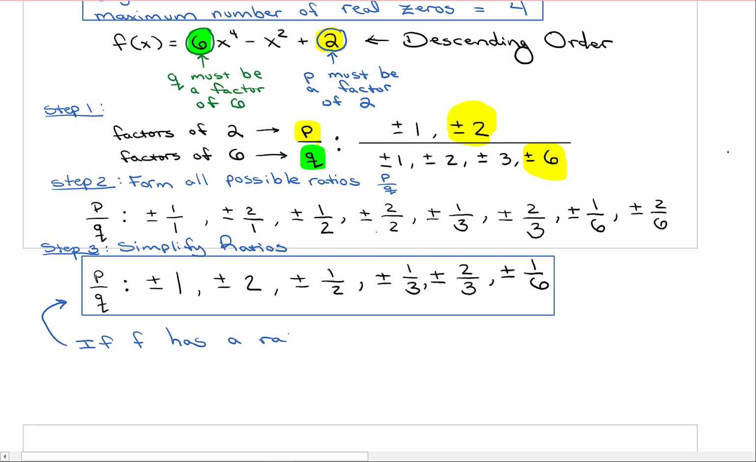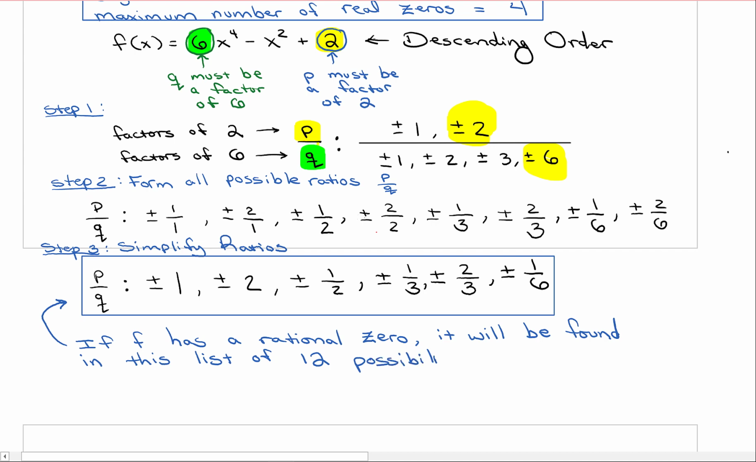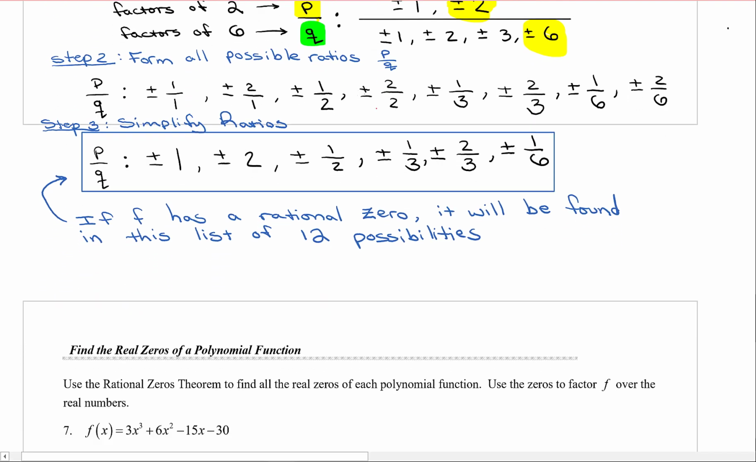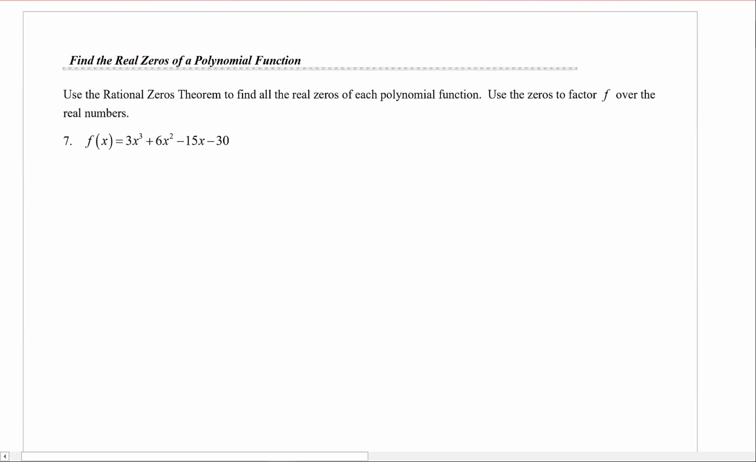So what this is saying for our final answer is that if f has a rational zero, it will be found in this list of 12 possibilities. So once again, I just want to remind you that's actually 12 numbers there. I know it looks just like 6, but when you put a plus or minus in front of something, it turns it into 2 numbers.